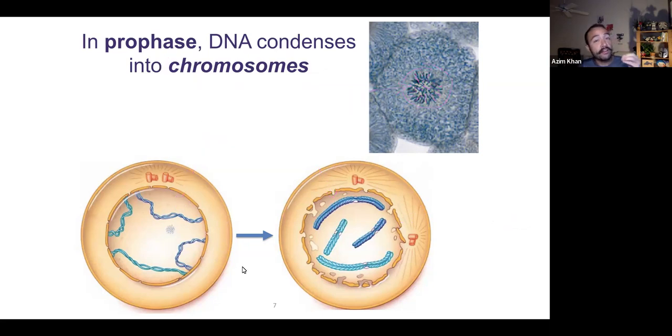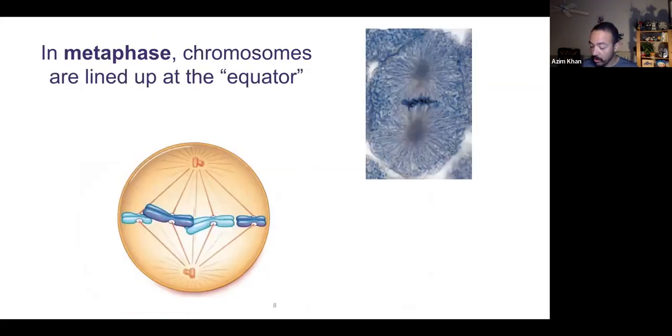Now that you've condensed your DNA, you want to figure out, is it mine or is it yours? Is it going to be cell A or part of cell B? They literally line up. The DNA lines up in the midline, the equator. You can see the DNA lining up, one copy on one side, one copy on the other.